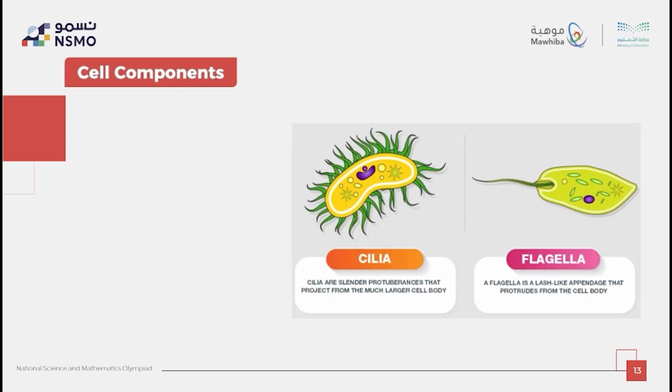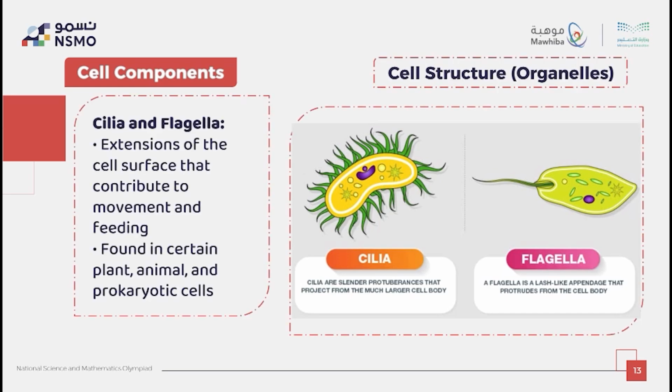Cilia and flagella are extensions that help the cell move materials around, and they're found in certain plant, animal, and prokaryotic cells. So let's see the difference between them. This is a few in number, this is many. This is probably long, and this is short. Also, this is used for movement, and this is probably used for attaching, transmitting plasmids, and other things. So these are the main differences between cilia and flagella.